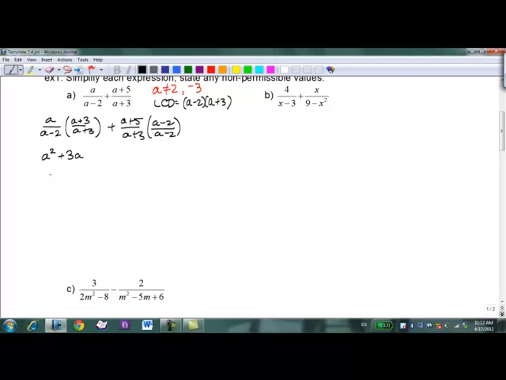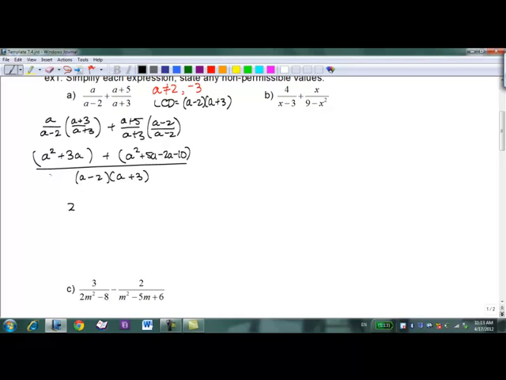In this first example, we have a squared plus 3a from that side. And the second one, let's FOIL that out. So a times a is a squared. Insides would be 5a minus 2a minus 10. And that's all over the common denominator of a minus 2, a plus 3. Now, I could FOIL out the denominator, but I'm probably just going to leave it in factored form. It's probably a little bit easier to see.